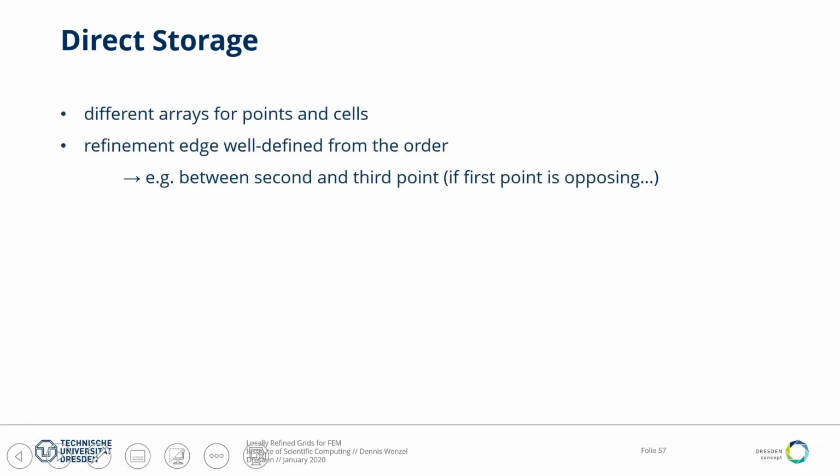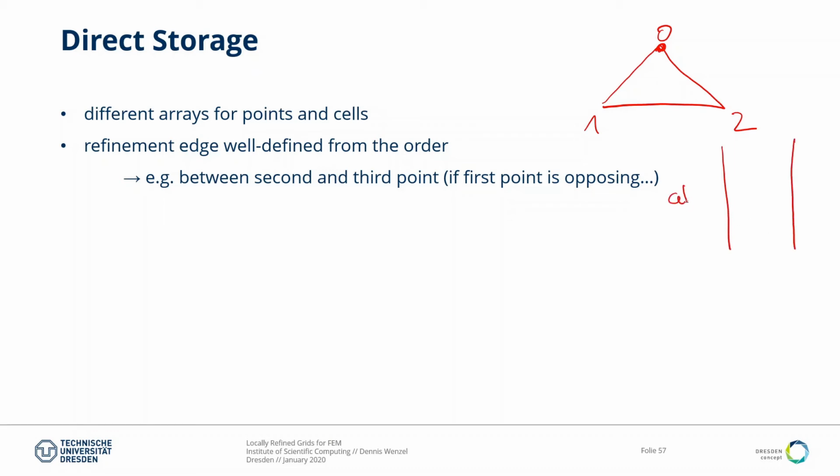So you need an array for points and an array for cells, and you introduce an order such that the refinement edge is directly clear, in the sense that it's, for example, between the second and the third point. That's the way we created it. We always said that the point opposing the longest edge is the first point. And then, if you take your order like this, 0, 1, 2, then the refinement edge is always between index 1 and 2. And that's kind of cool, because if you have this cells array here with those 3 columns, then you always know that between this and that we have the refinement edge.